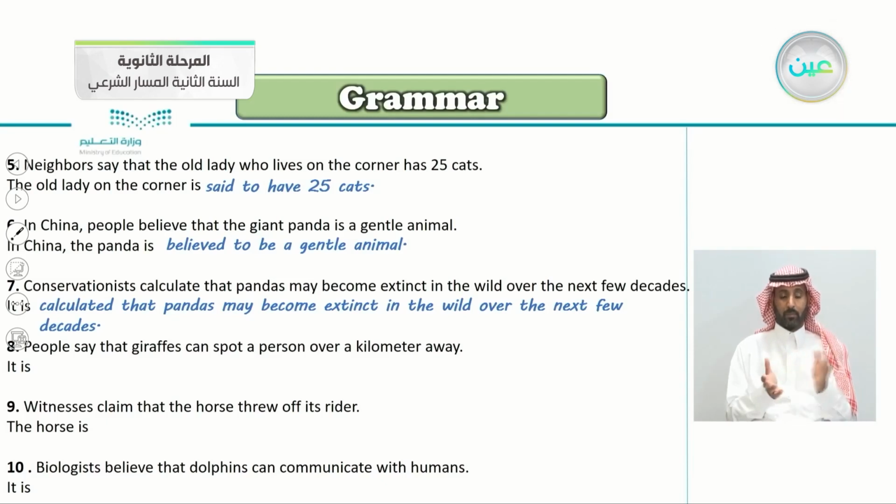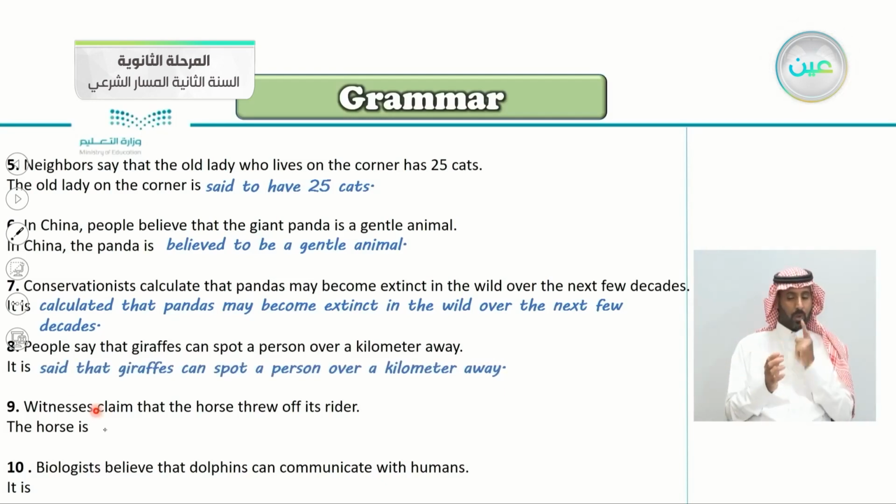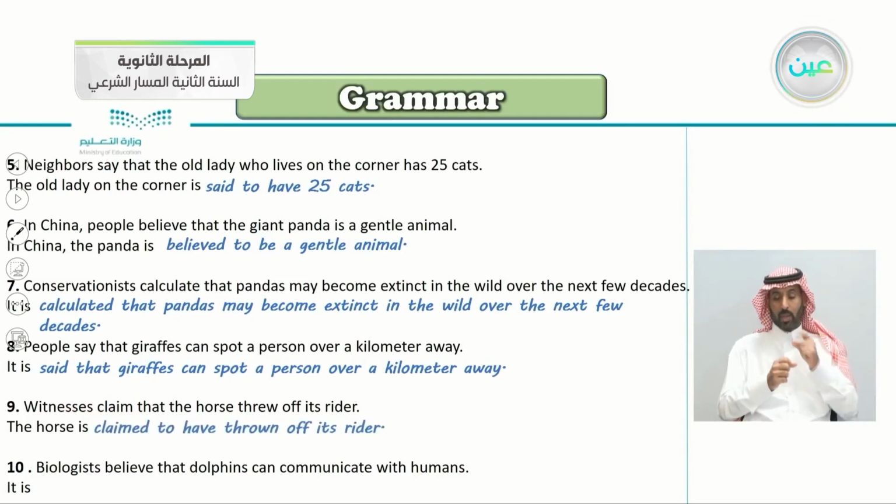People say, this is an easy one now, people say that giraffes can spot a person over a kilometer away. So it is said that giraffes can spot a person over a kilometer away. Witnesses claim that the horse threw off its rider. So the horse is claimed to have thrown off its rider.